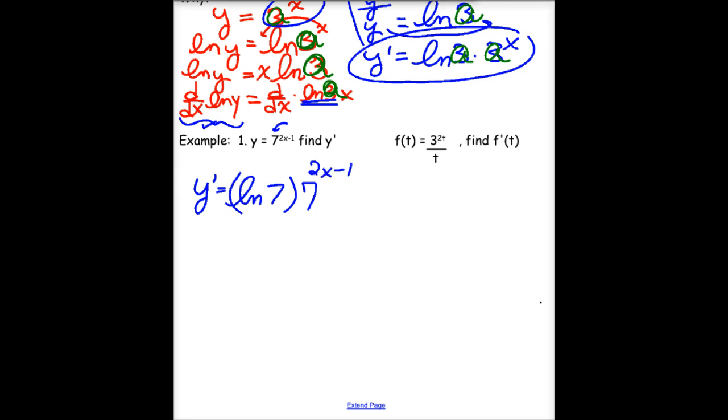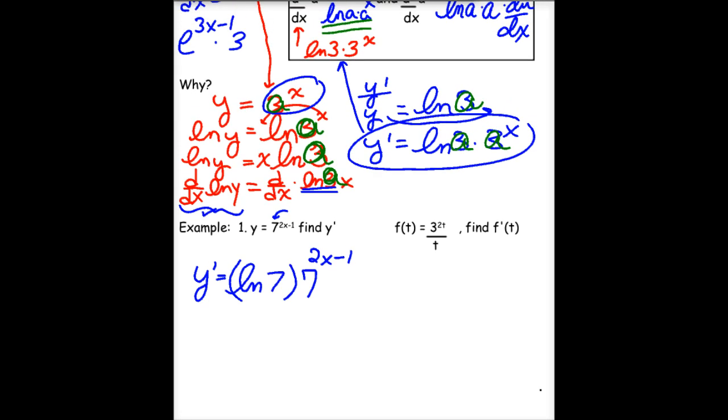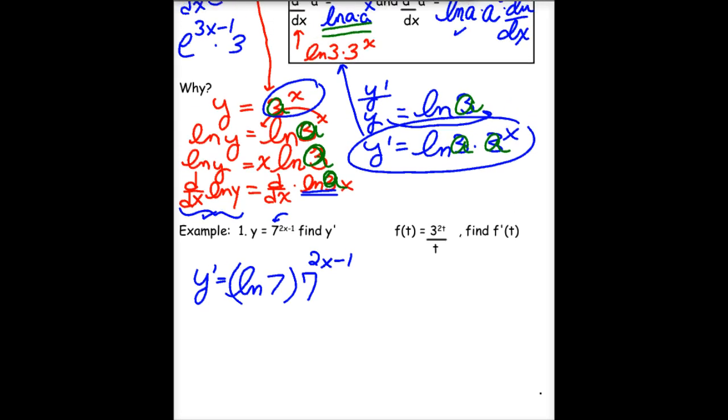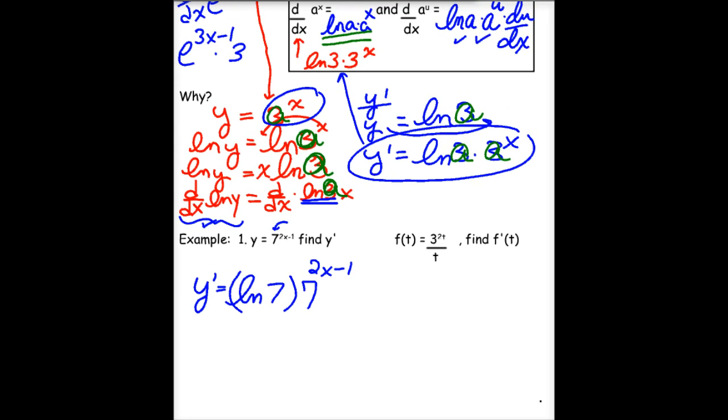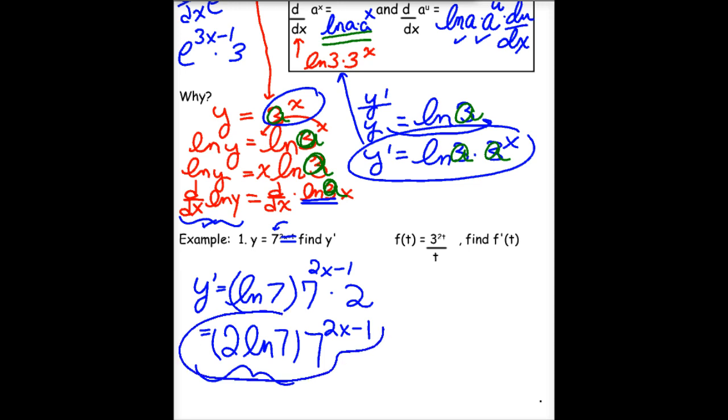This is ln a times a to the u, right here, and now I have to remember to multiply it by the derivative of this function, which is 2. So when I write this nicer, I get 2 ln 7 times 7 to the 2x minus 1. You should always put your whole constant chunk out front, and it's as easy as that.